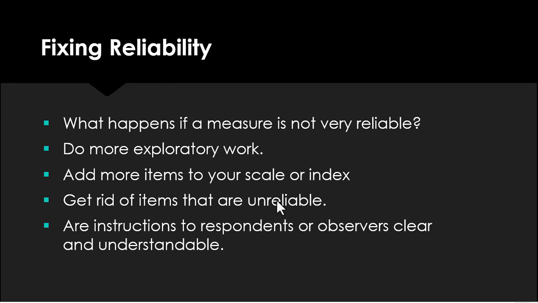Well, there's only a few ways we can deal with that. So first we can do more exploratory work, see if we can get some more information, figure out why our indicators are unreliable. If we have an index or a scale or a composite measure, we can add more items to that composite measure, make the number of indicators for that composite measure larger. We can get rid of any items in that composite measure that are unreliable. And we can also check to make sure the instructions to the respondents or the people who are participating or any people who are doing the observations or coding, make sure those instructions are clear and understandable.